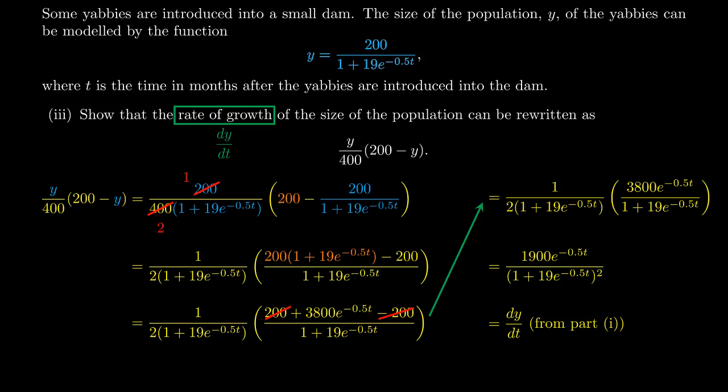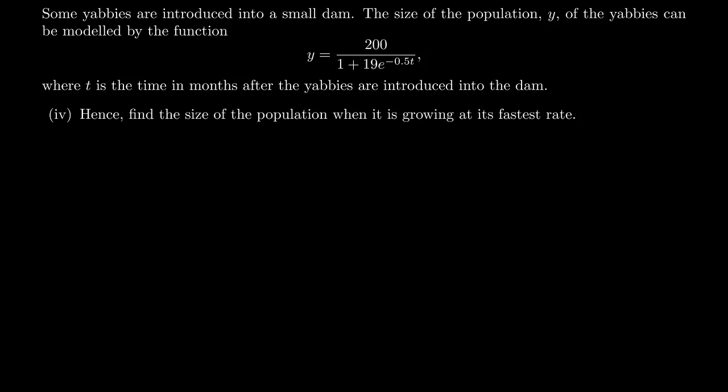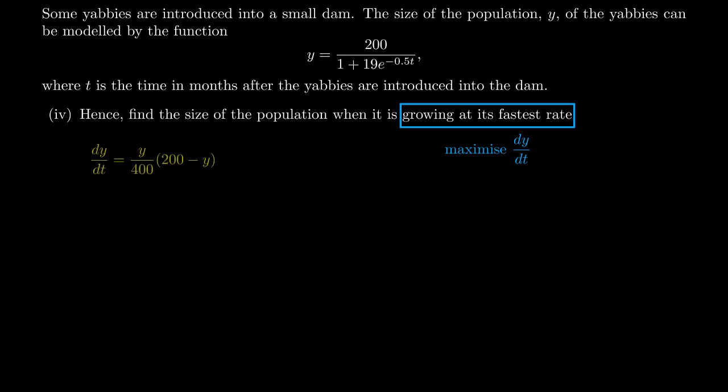Okay, part 4: find the size of the population when it is growing at its fastest rate. Now growing at its fastest rate means we want this dy dt, this rate of change, to be as big as possible. We want to maximize dy dt. So of course we're going to use what we just got, that dy dt is this thing, much simpler than the expression we got in part 1.